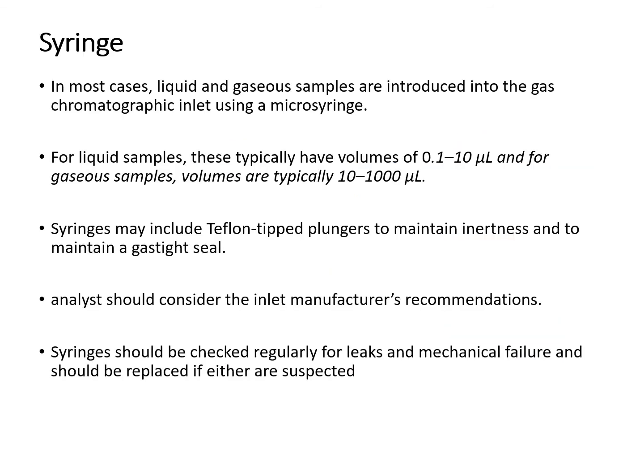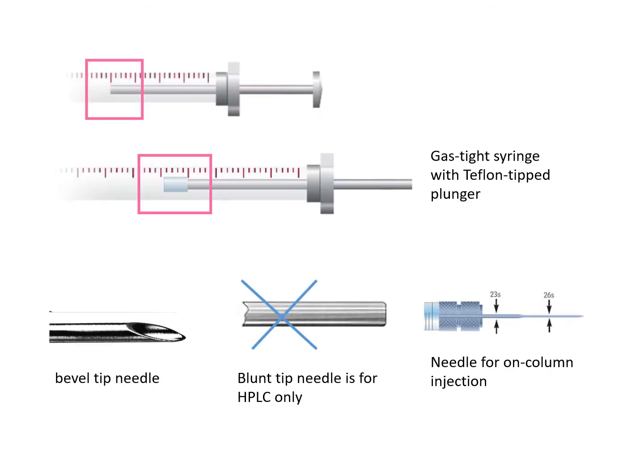In most cases, liquid and gaseous samples are introduced into the gas chromatography inlet using a microsyringe. For liquid samples, a 0.1 to 10 microliter syringe is used, and for gaseous samples the volumes are about 10 to 1000 microliters. The syringe should be regularly checked for any leaks and should be replaced if there is a need. The figure here shows the gas-tight syringe with a Teflon tip plunger. Usually this is the type of syringe that we will use.